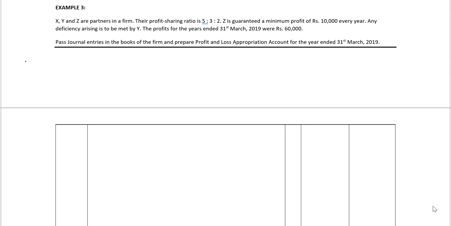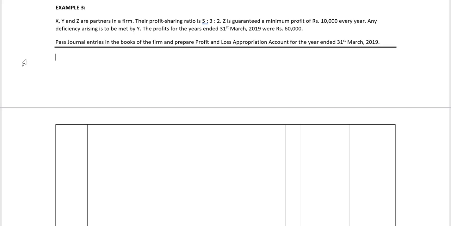Next example. Example 3. X, Y and Z are partners in a firm. Their profit sharing ratio is 5:3:2. Z is guaranteed a minimum profit of rupees 10,000 every year. Any deficiency arising is to be met by Y. The profits for the year ended 31st March 2019 was rupees 60,000. Pass journal entries in the books of the firm and prepare the profit and loss appropriation account for the year ended 31st March 2019.